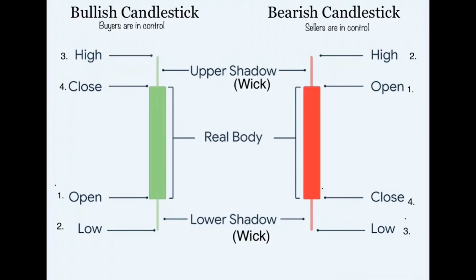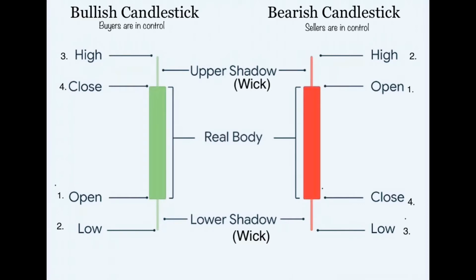Now let's come to the bullish candlestick, and I would like you to take notice of where I've written the numbers 1 to 2 to 3 to 4. Number 1 is the open, where price opened, and it came back down to the low where number 2 is, and went all the way up to number 3, that is the high, and closed at number 4, that is where the close is.